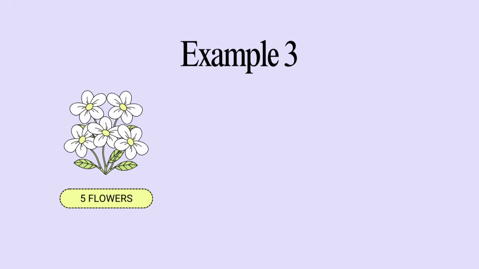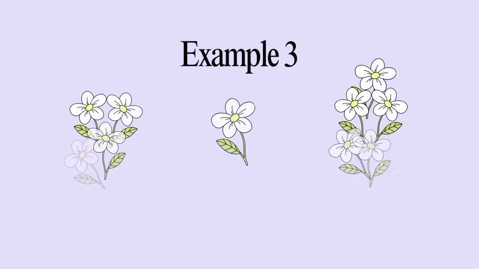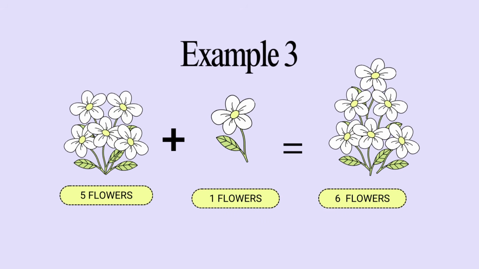Example 3. There were 5 flowers plus 1 flower is equals to 6 flowers.